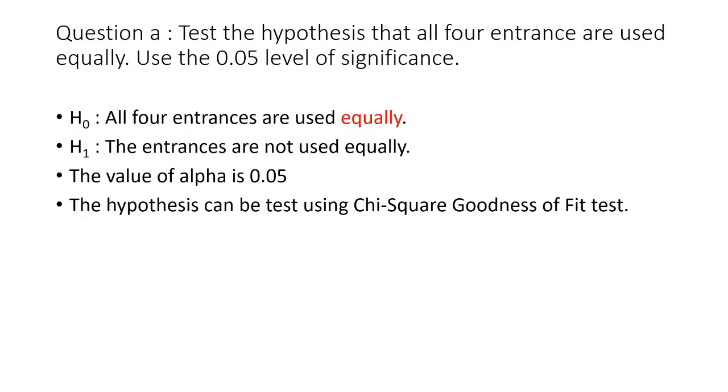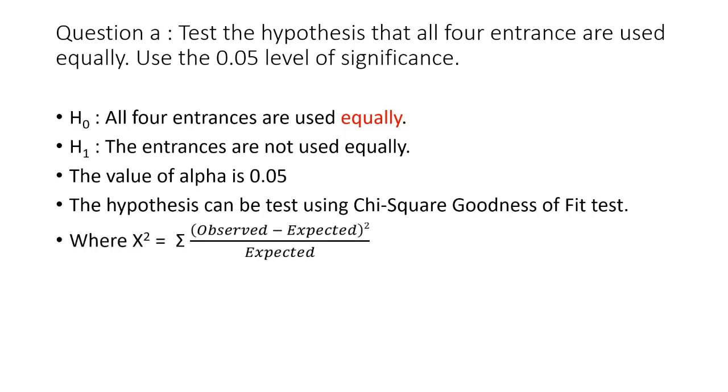By looking at the hypothesis given, we can conclude that this problem can be solved using the chi-square goodness of fit test, where the x squared, which is the chi-square value, is equal to the sum of observed minus expected squared divided by expected value.